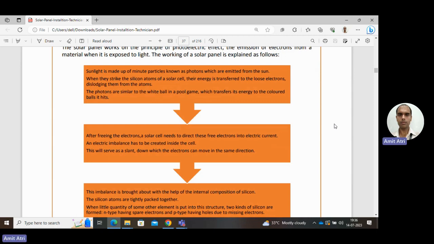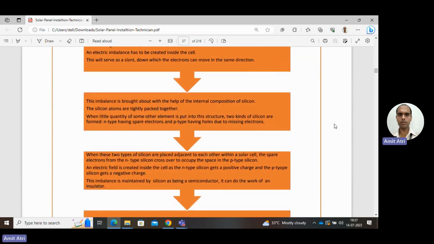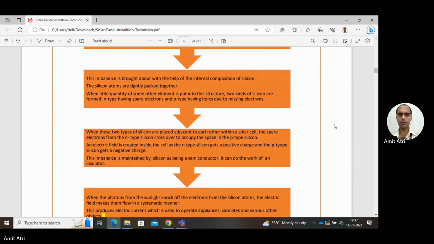After freeing the electrons, a solar cell needs to direct these electrons into electric current. For that, an electric imbalance should be created inside the cell. So there will be an electric imbalance and then the electrons will start flowing, which will constitute the current. Now how to create this imbalance? The electrons are tightly packed in pure silicon.